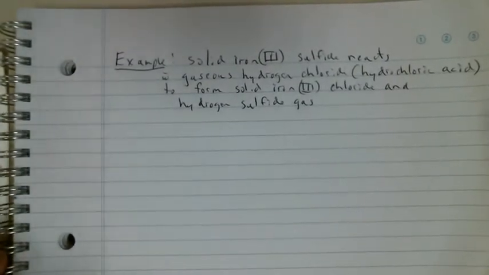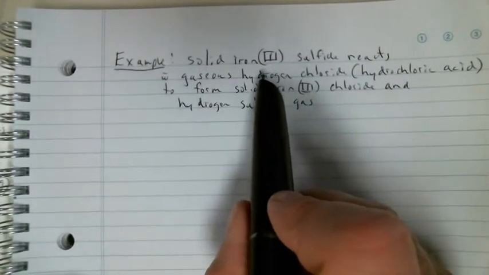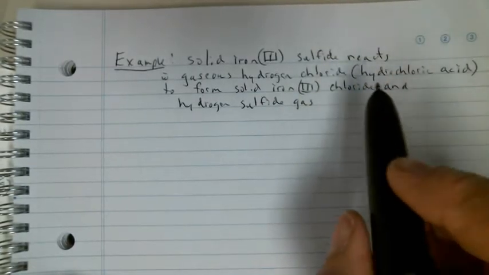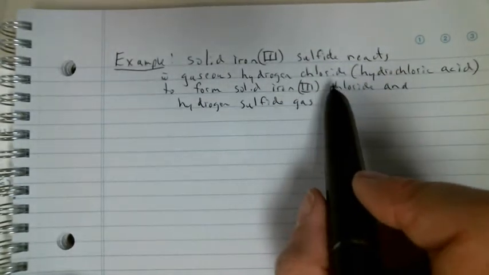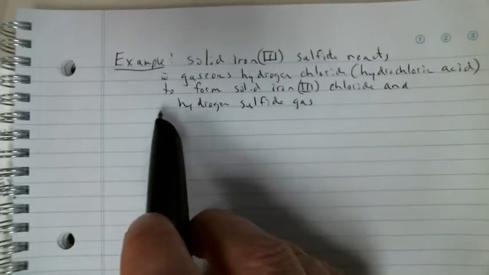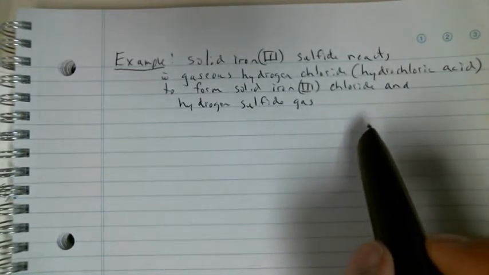All right, so I'm back. Long pause on the YouTube. So the example we're going to do is solid iron 3 sulfide. So we've got the naming coming back into play here. It reacts with gaseous hydrogen chloride, which is hydrochloric acid, which we had to memorize in the last set of material, to form solid iron 3 chloride and hydrogen sulfide gas.